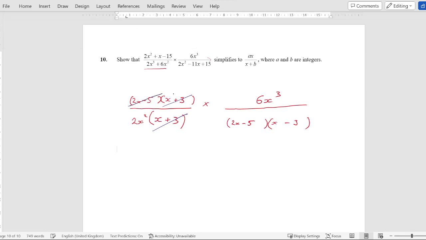So we can cancel that and that. And then finally, we can actually cancel, 2 goes into 6 3 times. And we can cancel by an x squared diagonally. So my numerator is just then 3x. And my denominator is just x minus 3.